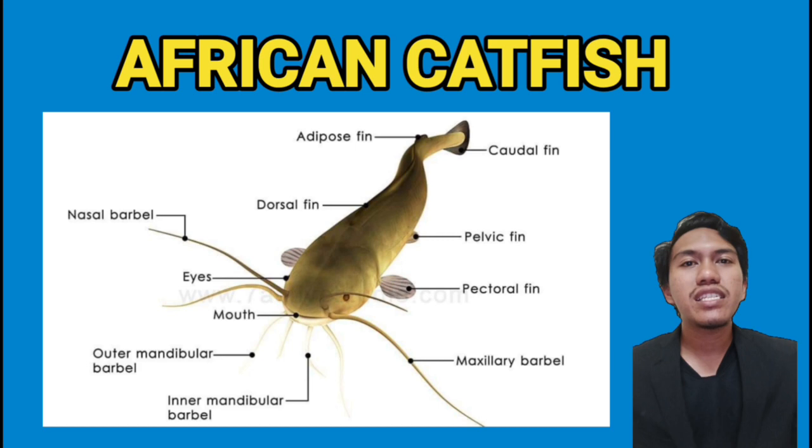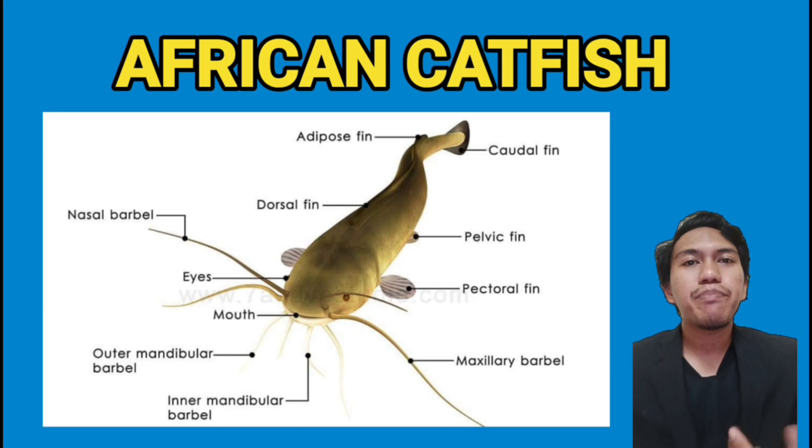And the underside of the catfish is flattened, which helps it to stay close to the bottom of the water body. And the skin of the African catfish is smooth and lacks scales. It is typically dark brown or grey in color.